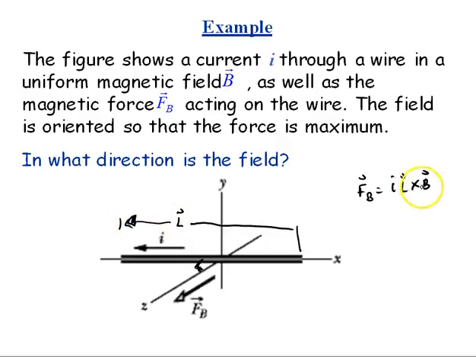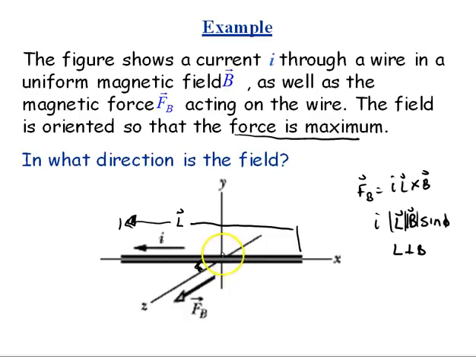It's a vector. Okay, so what we want to find then is the magnetic field, but we're also given the information that the field is oriented so that the force is a maximum. So if we want the force to be a maximum, that tells us that the magnitude of L, magnitude of B, sine phi must be a maximum. So that means that L is perpendicular to B.